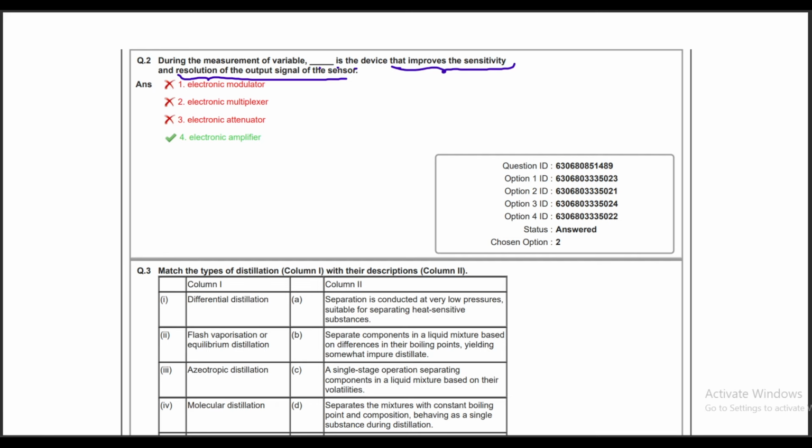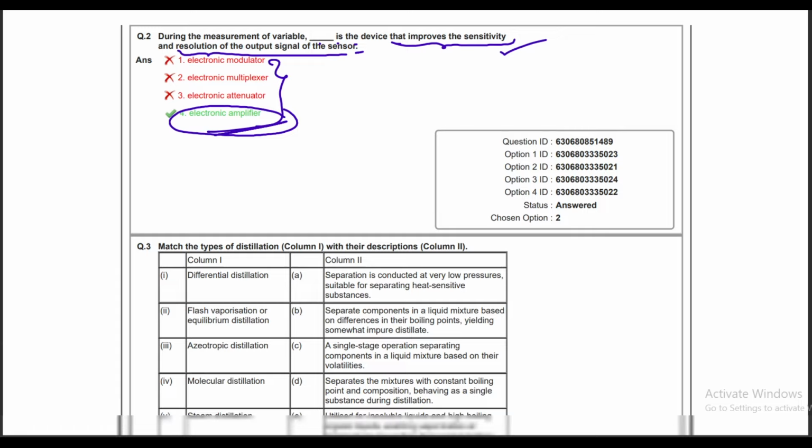So they are providing you 4 options, and out of 4 options correct option is electronic amplifier. So electronic amplifier actually is a device that improves the sensitivity and resolution of the output signal of the sensor. It increases the strength, or we can say amplitude of the signal, making it easier to measure and process accurately. So electronic amplifier is correct answer.